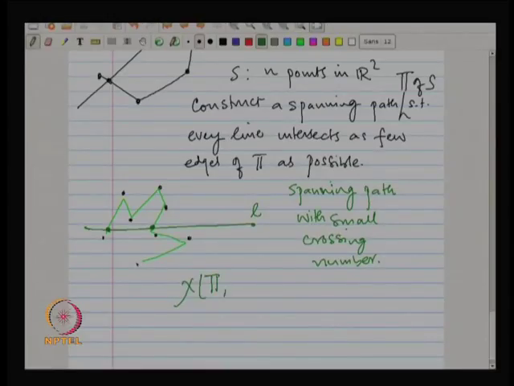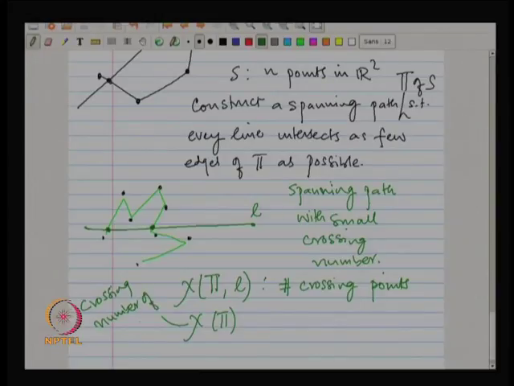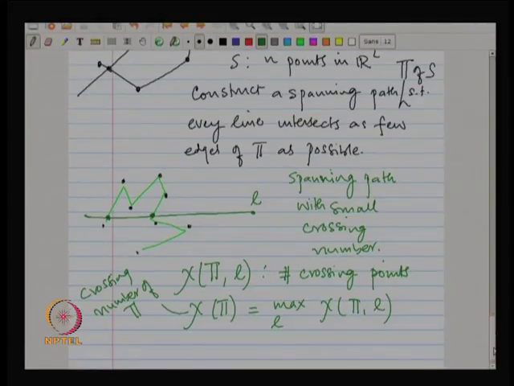So for a path pi and a line L, let's say the number of crossing points is the number of edges it crosses. Okay, so this is for a fixed line and a fixed path. Then I define the quantity, the crossing number for pi, as the maximum over all lines, and that's for a given path. You look at what's the worst you can have.